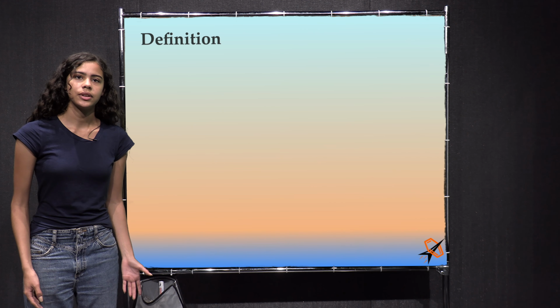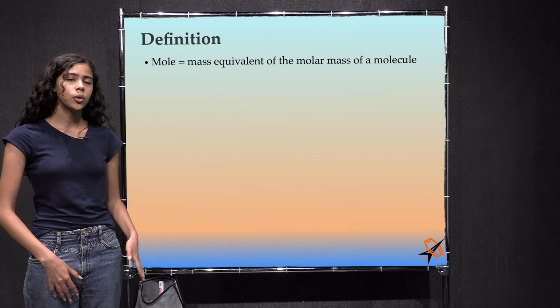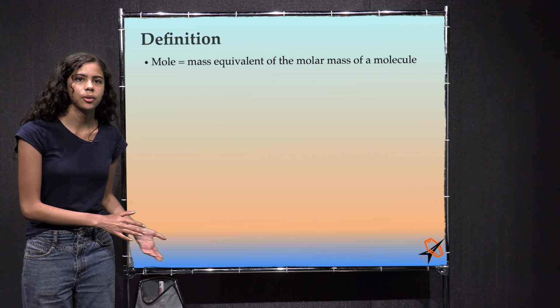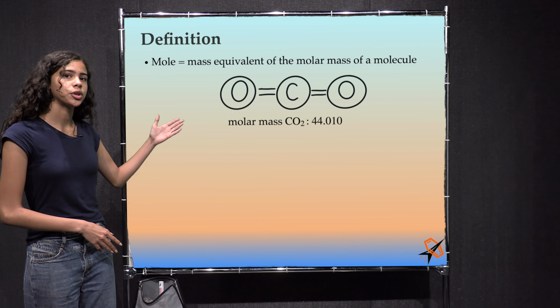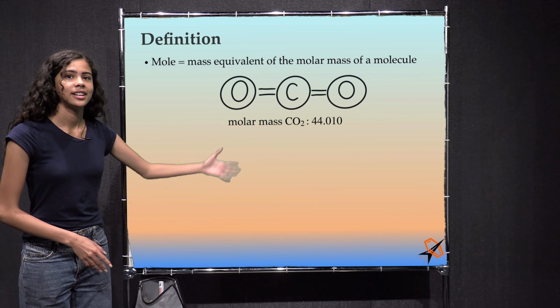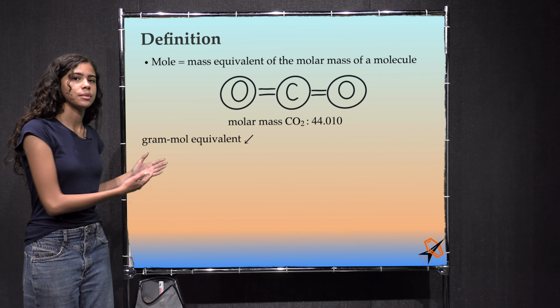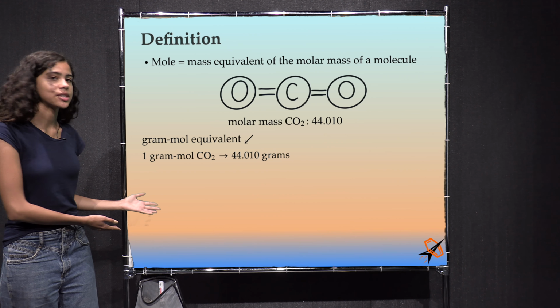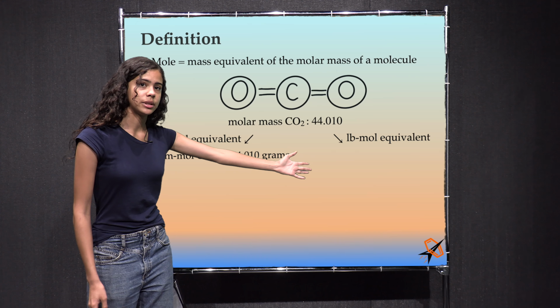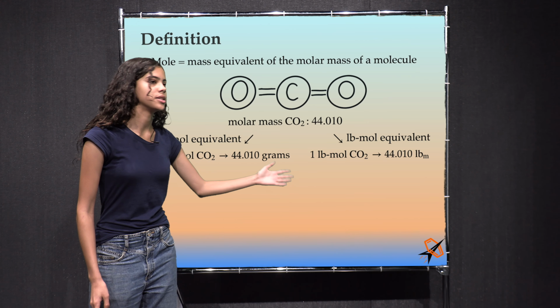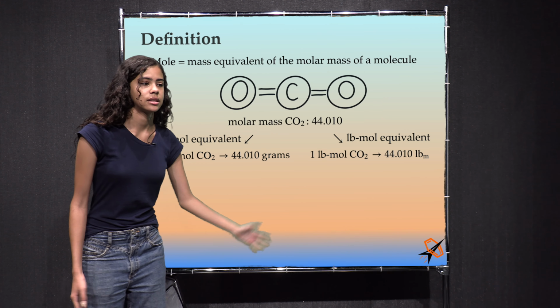A mole is the name given to the mass equivalent of the molar mass of a molecule. For example, a molecule of carbon dioxide has a molar mass of 44.010. So a gram mole, or simply mole, of carbon dioxide has a mass of 44.010 grams. And 1 pound mole of carbon dioxide has a mass of 44.010 pounds mass.